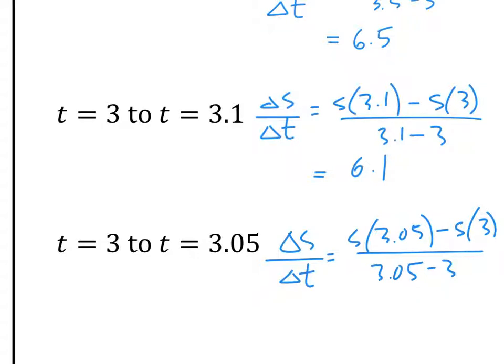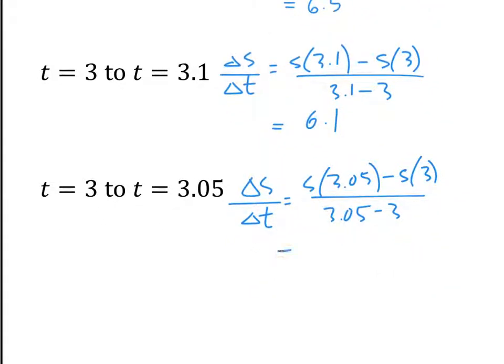So I'm getting really close to 3. I'm at 3.05. So what is that number? What is the velocity? 6.05. So I can keep doing this, right? I can keep making it really, really close, like 3.00001. So what do you think the number eventually will become? 6. You can see this, right? It's going to be 6.